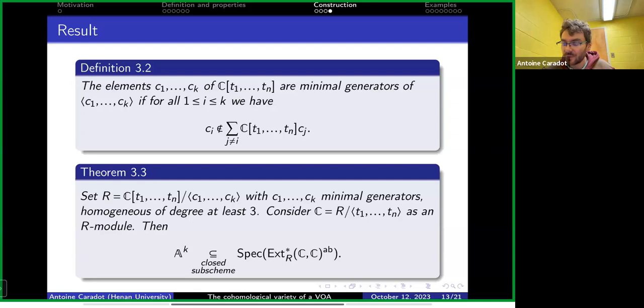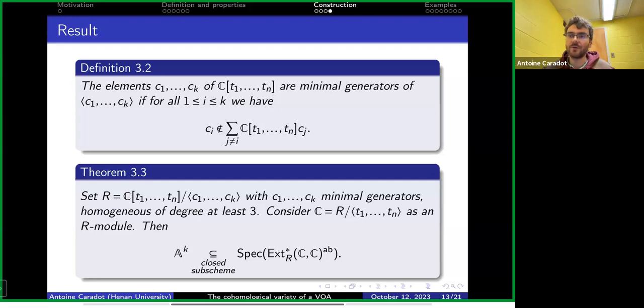But if you find some RV that satisfy this theorem, then it will tell you that you have a space, an affine space of dimension k inside your cohomological variety. And so you get a lower bound on the dimension of your variety. So that's what we are going to apply in an example.